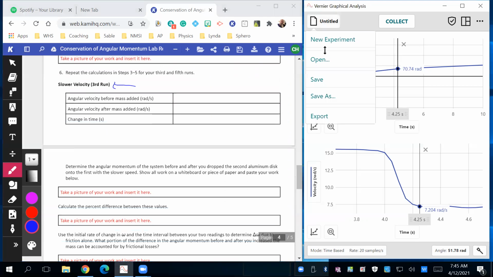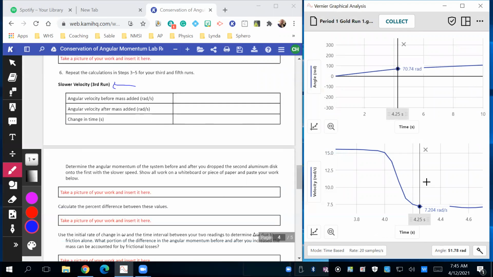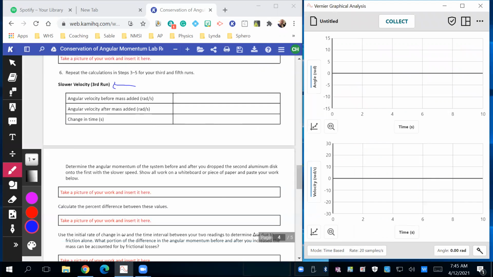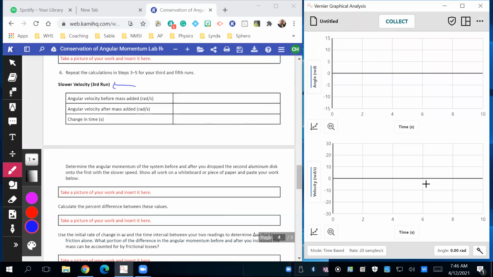When you save these, you'll want to go to Save As, and then I would save these as whatever period you are. So period 1, and then gold, and then I want to say run 1. And I'm going to click save. That way I've got each one of these. Now when I do a new one, I'm going to say new experiment. I'm going to go in and select it. It's going to take a second here. And now I can do my next one. I'm going to call this one run 2, and then I'm just going to keep going through. That way, if you need to open any of your runs, you'll be able to open them and go back and look at your data.